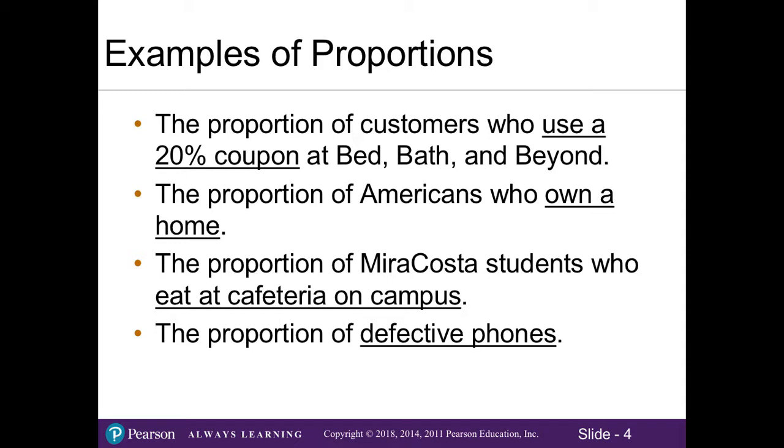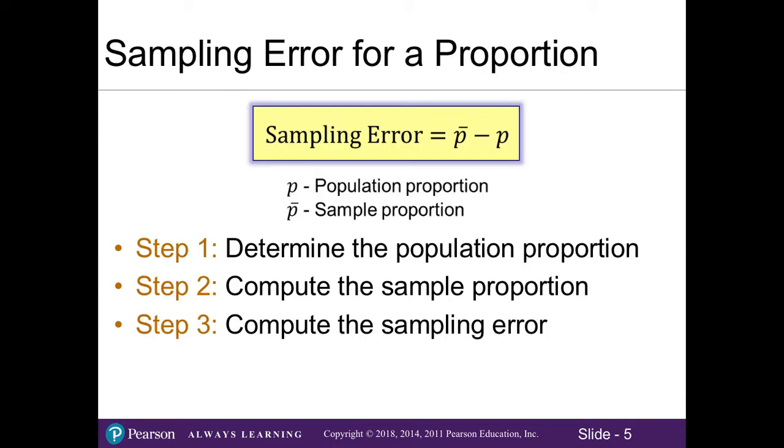In each of these, we can find the proportion of our attribute of interest by taking the number who have this particular attribute divided by our population size or our sample size, depending on if we're looking at populations or samples. Similarly, when we learned about the sampling error for mean, here is the sampling error for a proportion. Again, we will determine the population proportion, find our sample proportion, that's p bar, and then compute the sampling error by taking our sample proportion minus our population proportion. Recall that the sample always comes first in our sampling error and then is subtracted by our population.